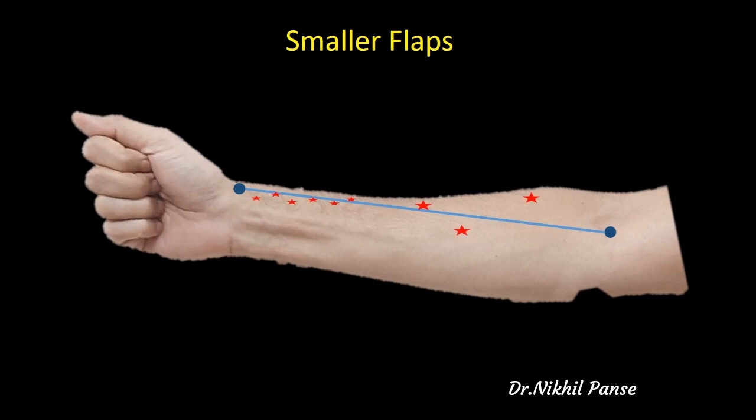Now of importance here is designing of smaller flaps. If we see the anatomy of the perforators going from proximal to distal, the proximal perforators are larger in size and distantly placed from each other, and as we go distally, the perforators are numerous in number but smaller in size.